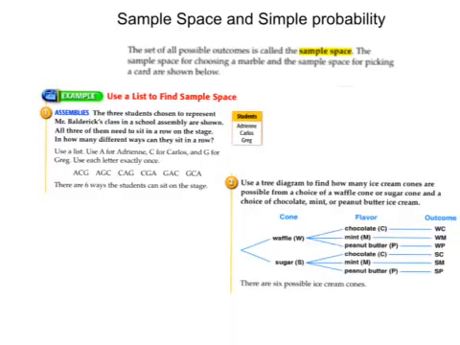Hi, so we're going to look at sample space and simple probability today. We're going to start with sample space because without knowing what sample space is, you really can't go any further in probability. So the set of all possible outcomes is sample space.